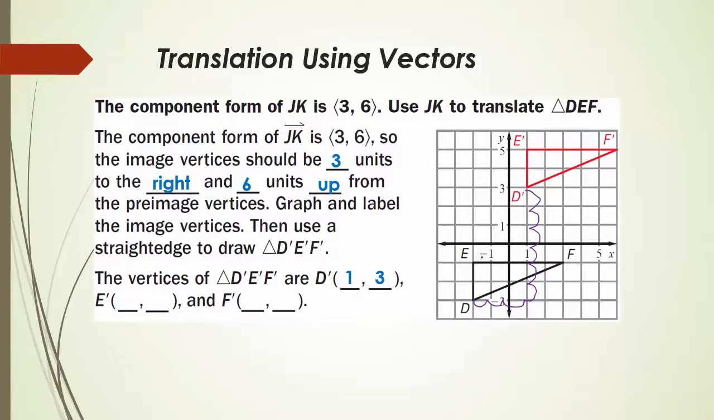Doing the same thing for E, moving it 1, 2, 3 units to the right and 6 units up, 1, 2, 3, 4, 5, 6 gives us 1 and 5 for E prime. And finally, looking at F, 1, 2, 3 units to the right, and then 1, 2, 3, 4, 5, 6 units up gives us 6 and 5 for F prime.